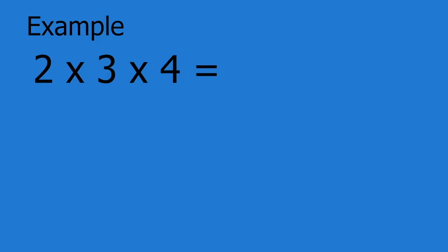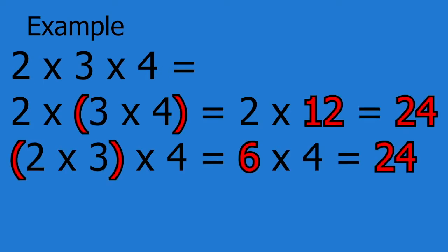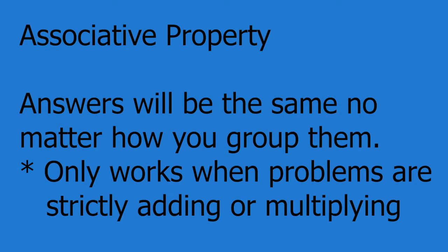Now I went over a multiplication version in which I used 2 times 3 times 4. You can multiply 3 times 4 first or 2 times 3 first, and once again the answer will be the same. Now here's a note: the associative property does not actually work with subtraction or division.